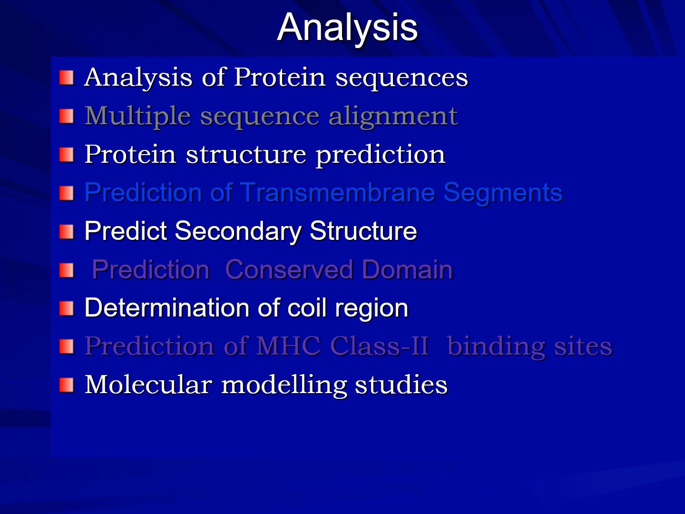Prediction of secondary structure can also be done by using bioinformatics. Secondary structure consists of beta sheets and alpha helix information, and also the coil, turns, and strands information available in the secondary structure. This can be predicted by using bioinformatics. Prediction of conserved domains also takes place by using bioinformatics tools. Determination of the coil region, prediction of MHC class 2 binding sites. Molecular modeling studies can also be done by using bioinformatics software.